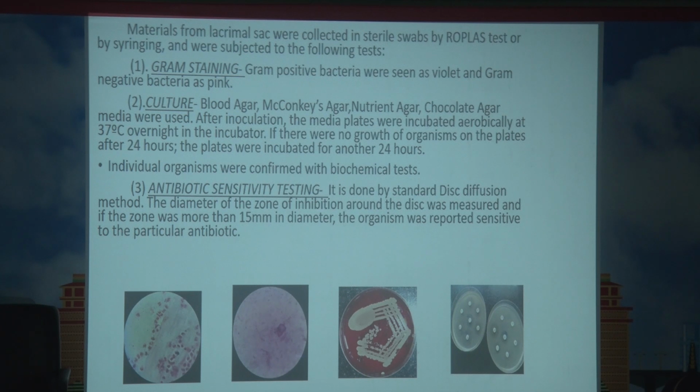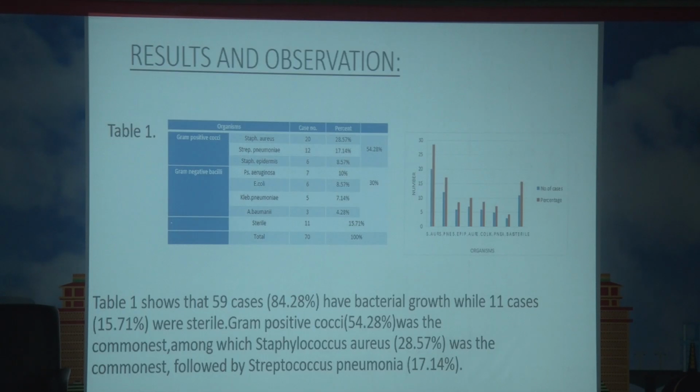Antibiotic sensitivity testing was done by the standard disc diffusion method. The diameter of the zone of inhibition around the disc was measured, and if the zone was more than 15 millimeters in diameter, the organism was reported sensitive to the particular antibiotic.